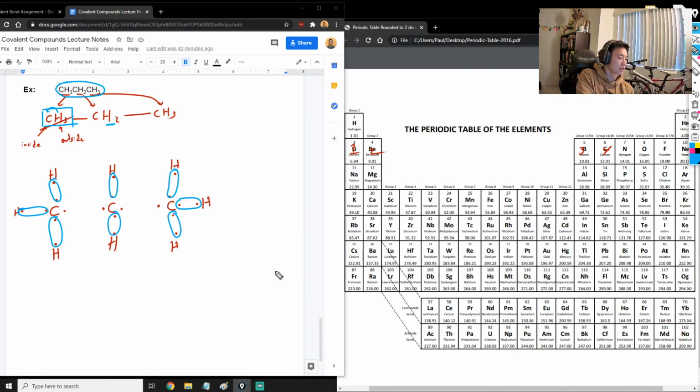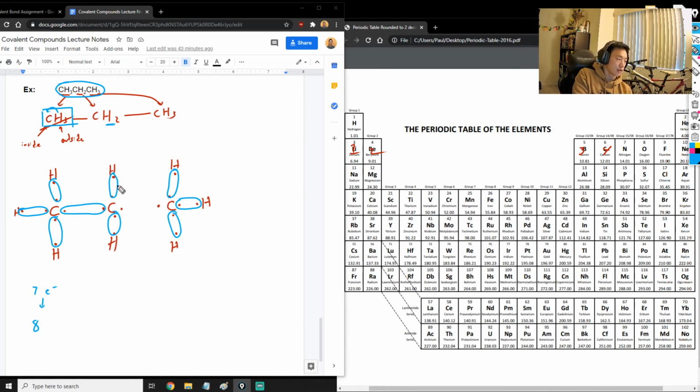But if you take a look at this first carbon right here, this first carbon is not happy because it's only going to have 1, 2, 3, 4, 5, 6, 7. This one has 7 valence electrons. And we know the octet rule, we need to get it to 8. So this carbon needs one more connection. It's next to another carbon, so we're going to connect it with that carbon. And now this carbon is happy because it has 1, 2, 3, 4, 5, 6, 7, 8.